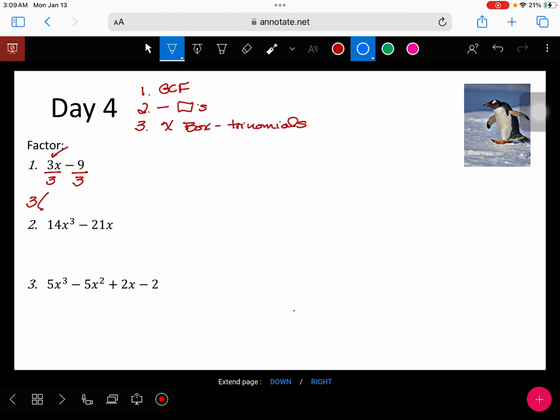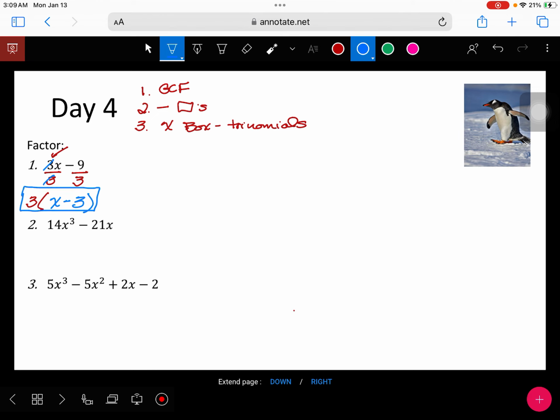So 3 is my greatest common factor, and I factor that out in front. And when I divide, 3 divided by 3 is 1. And 1 times x is x. Minus 9 divided by 3 is 3. And that is your final answer.